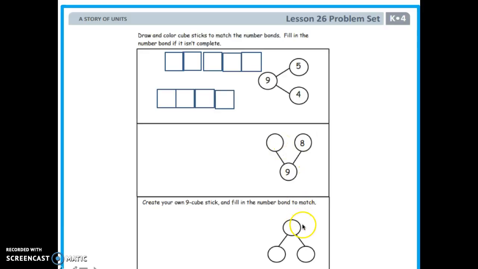And if you want to act this one out, you get to choose. You'll snap it wherever you want and fill in this number bond. Again, if this is too challenging for you, please sign up for a small group mini lesson so that you could do this with your teacher.